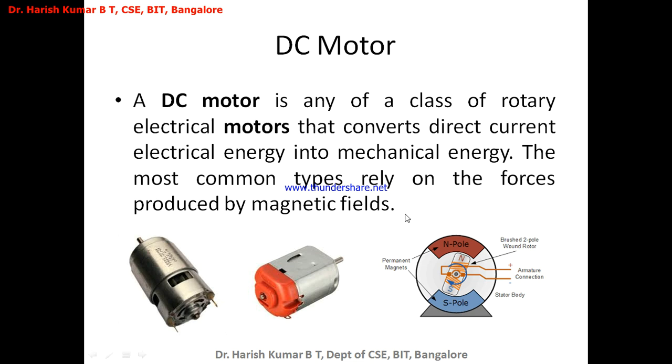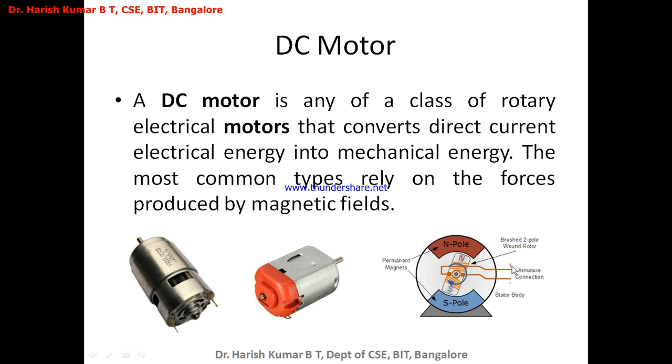A DC motor is a class of rotary electrical motor which converts direct current into mechanical energy. It works by using the forces that are produced by magnetic fields. You can observe here the schematic diagram. Internally it is something like this. You have the North Pole and the South Pole. These are the permanent magnets. This is the North Pole magnet, and this is the South Pole magnet. This is the armature coil, where you can see the windings.